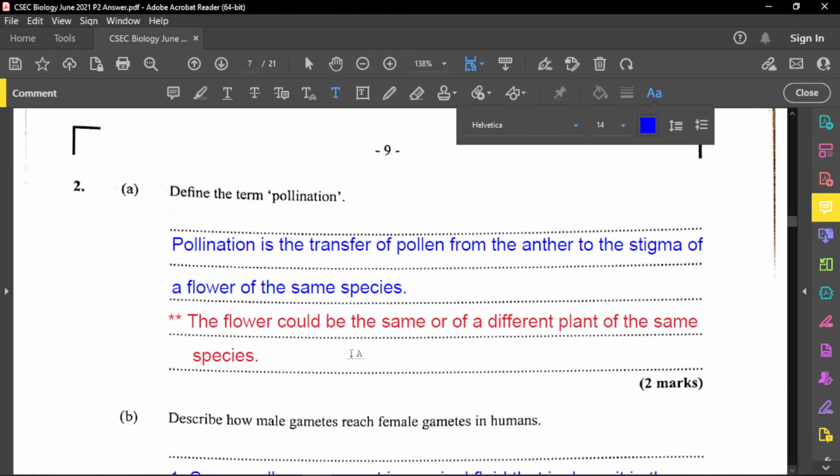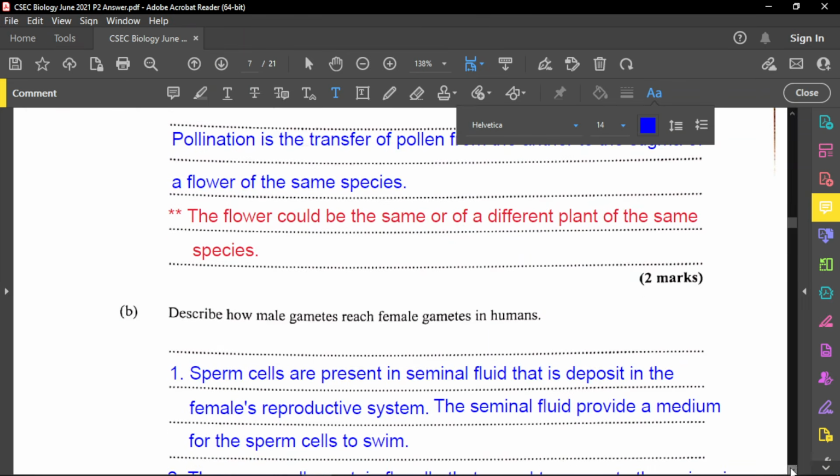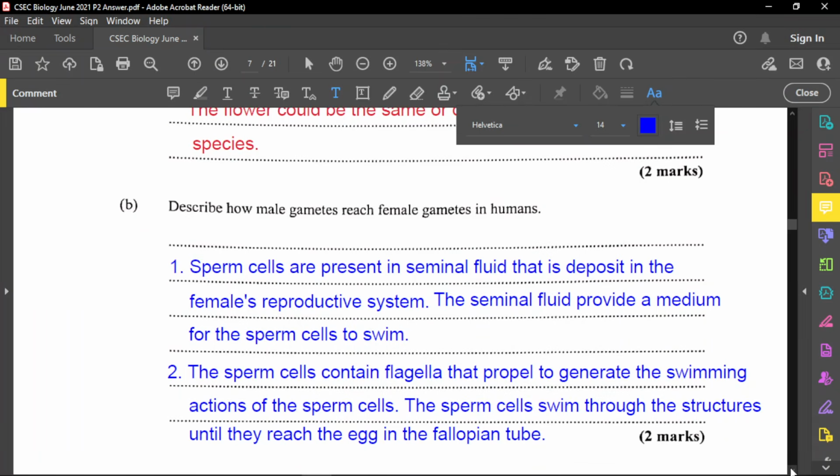same species. If the flower is on the same plant, that is self-pollination. And if it's a different flower from a different plant, then that is what they call cross-pollination. Just to mention that in there. So you need to know the different types of pollination, and it is also very important to know the agents of pollination, such as wind, insects, and so on.